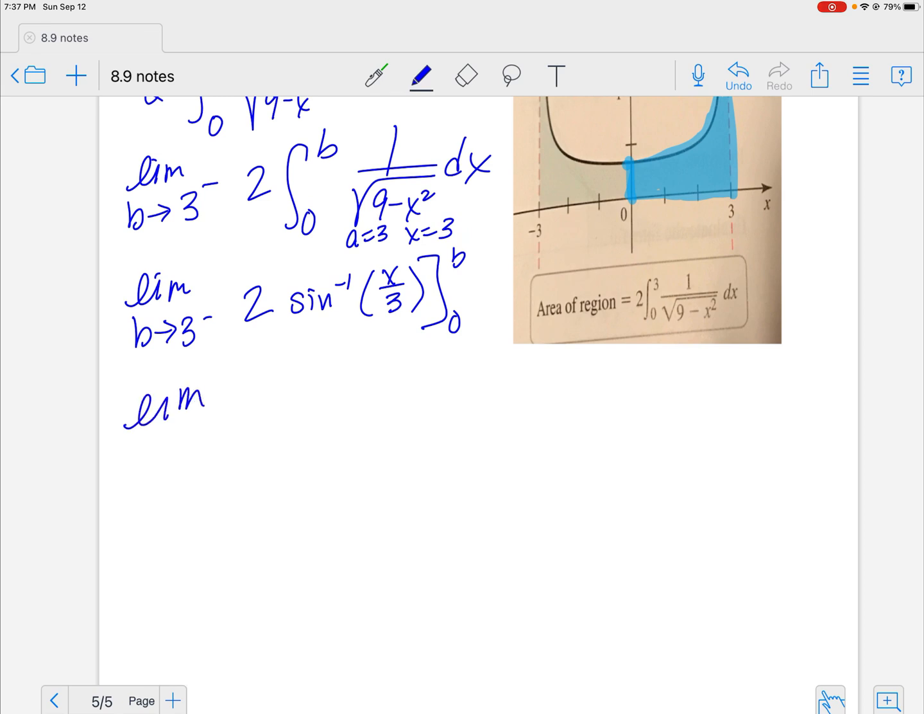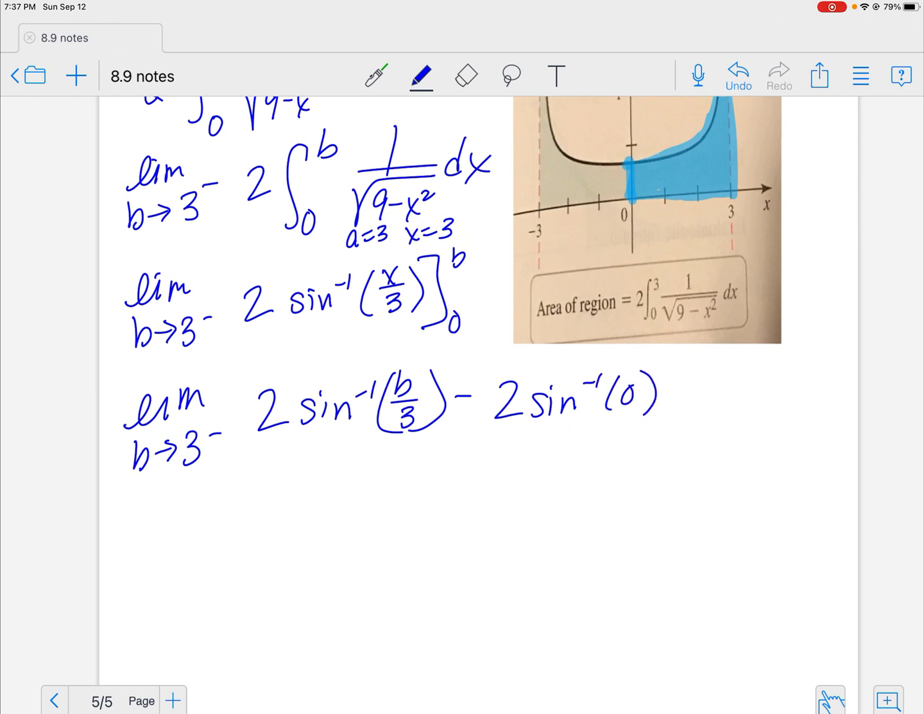All right, so the limit as b approaches 3 from the left of 2 inverse sine of b over 3 minus 2 inverse sine of 0, because 0 divided by 3 is still 0. Remember, we talked about this in chapter 7 with inverse trig. Your sine has to go between negative pi over 2 up to pi over 2. That's the only values that you can look at here for inverse sine. I know 0 goes to 0, so we're not worried about that.